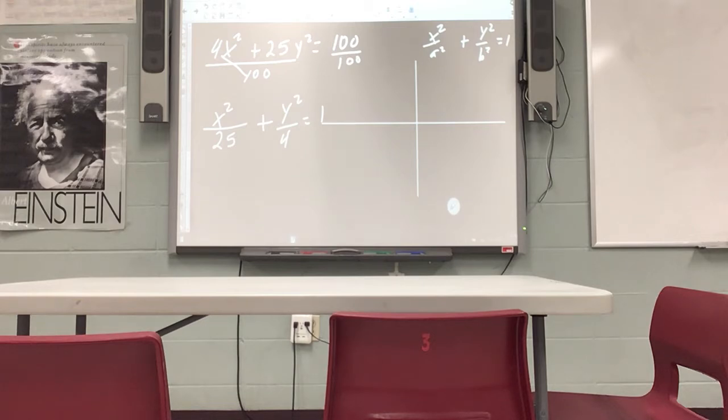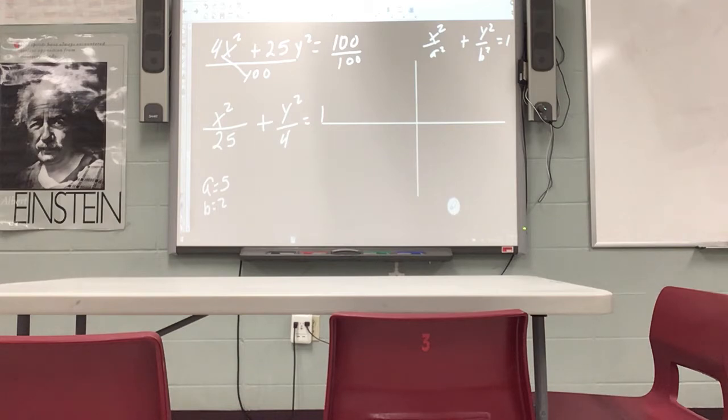So then we just need to square root. Slow down. Yeah, you're right. So we could say our A is equal to 5. Right? You with me? And our B is equal to 2. Where did I get those? How did I know that?